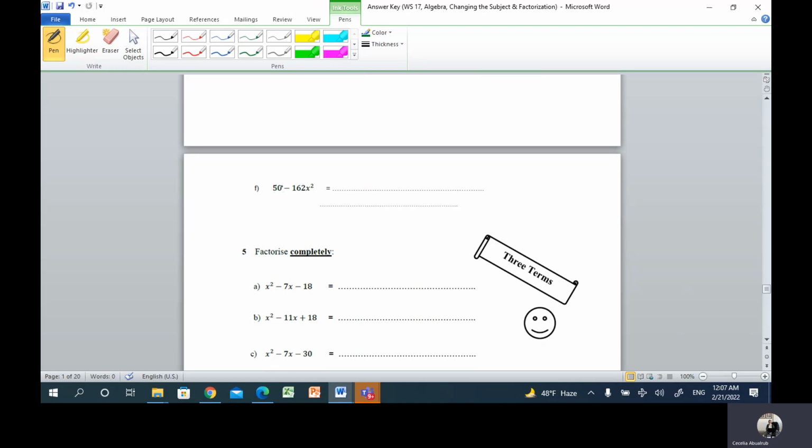50 is not a squared number, and 162 is not a squared number. So we're going to find the common factor. So 2 times 25 minus 162, it will be 81, because 2 times 81 will give me back the 162, and x squared. If you look at it here, 25 is a squared number and 81x squared is a squared expression. So the 2 will stay out, and then we're going to open our squarish bracket, open 2 small brackets inside. One will carry the addition and the other one will carry the subtraction.